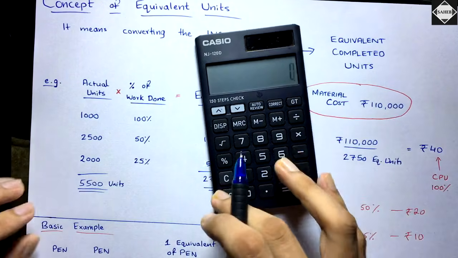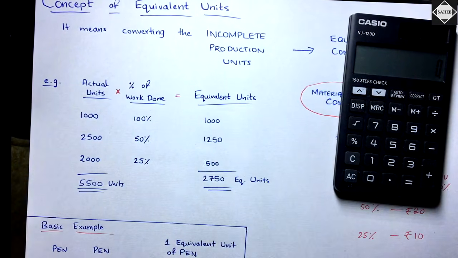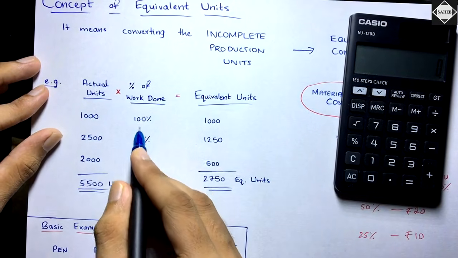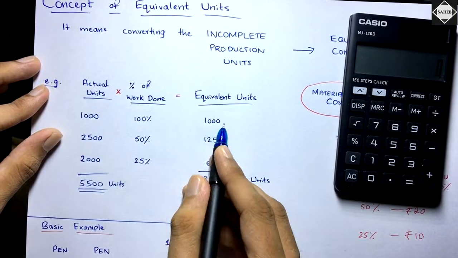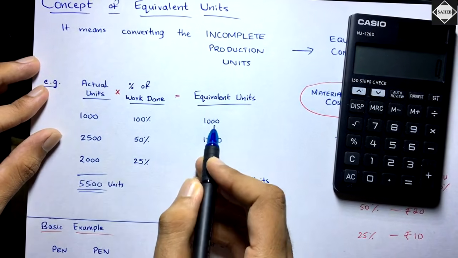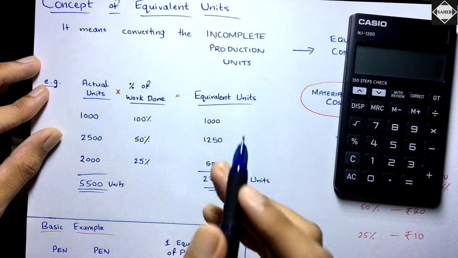You can't do that. What you have to do is use the equivalent units approach. What is this equivalent units approach? It's very simple. We take the actual units and convert them into percentage of work done. So that's equal to 1000 units only, because these were 100% completed. So of course the equivalent units will also be the same number of units.